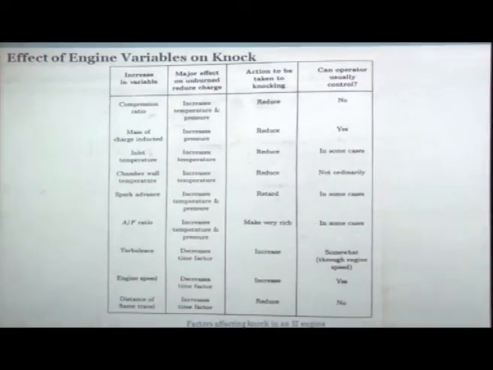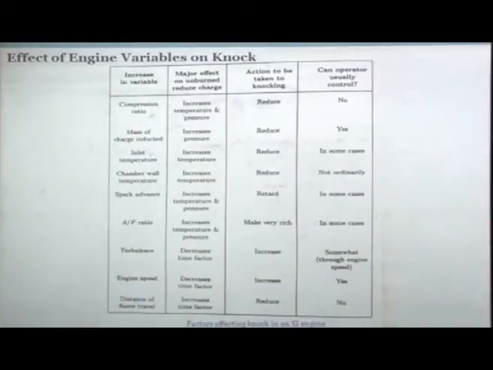So let's look at an increase in the variable. If we increase the compression ratio, what will be the major effect on the unburnt charge? The temperature and pressure will increase, and then the knocking tendency will also increase. So what action is to be taken to avoid the knocking? You have to reduce the compression ratio. Can the operator control compression ratio? No, you cannot control it.